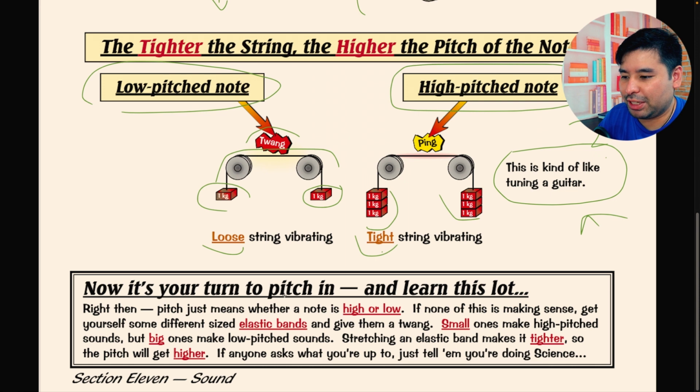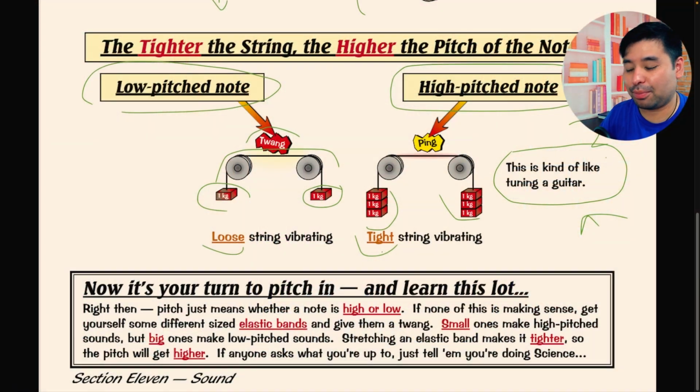Now it's your turn to pitch in and learn this lot. Right then, pitch just means whether a note is high or low. That's it. If none of this is making sense, get yourself some different sized elastic bands and give them a twang. Yeah, again, teacher, what is give a twang? Is when you get something like a string like this, and then you go like this, pung. You try to make a sound like pung, like a violin. This is twang, right? I know it's crazy explanation, but that's the point.